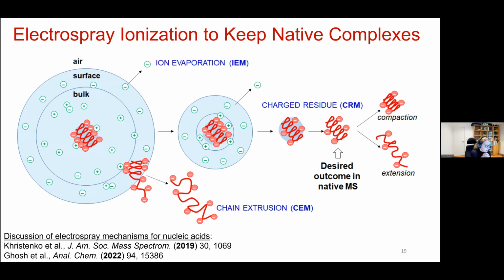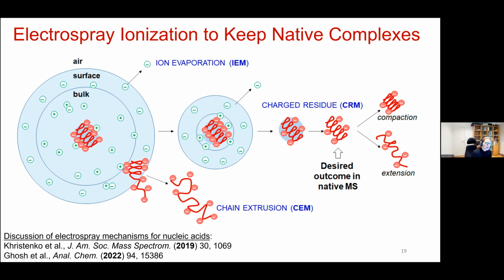But for nucleic acids, basically what we want, if we want to do native mass spectrometry and study the structure as preserved as possible, is that every nucleic acid complex ends up in different droplets, and each of the droplets is produced with the charged residue mechanism. Then if you want to study gas phase structure, what you also want to avoid is extra compaction or extra extension after the charged residue.